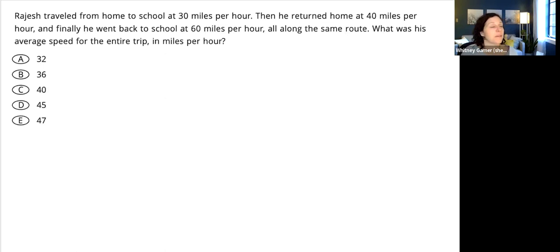All right, if you have not given me your answer, please do. Beautiful. Okay. So notice it says average speed. So that's kind of a dead giveaway, average speed or average rate. And we see that it's one trip, but broken into segments. And the rate is what's changing. So I'm going to sketch it out. I've got home. Love all my characters going from home to school. So I've got a trip there at 30 miles per hour. I've got a trip back at 40 miles per hour.